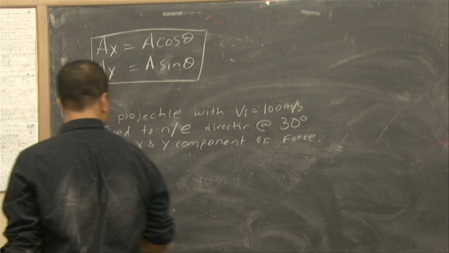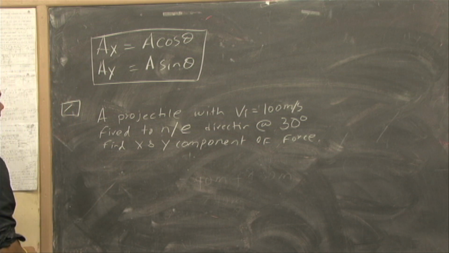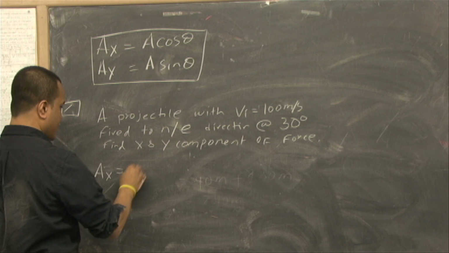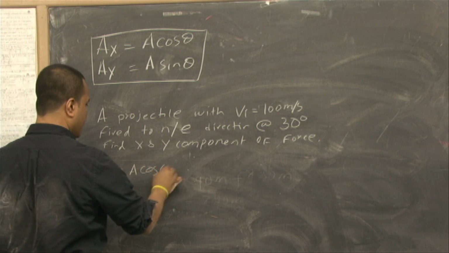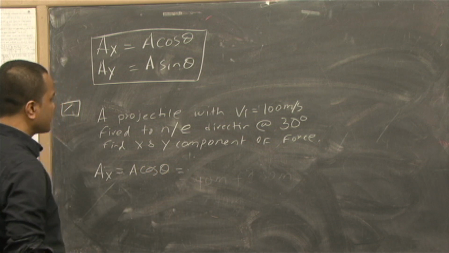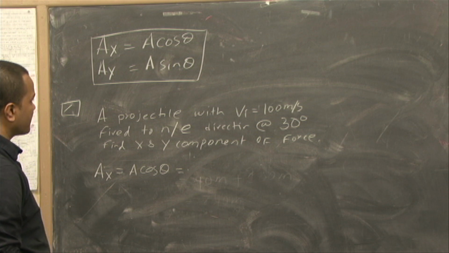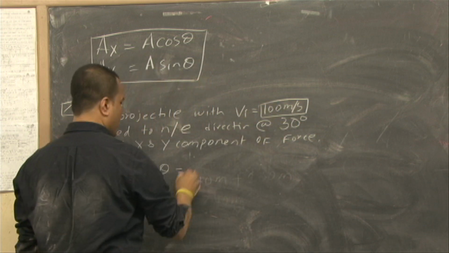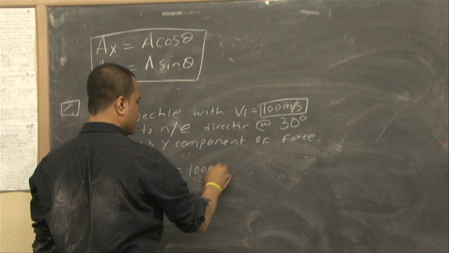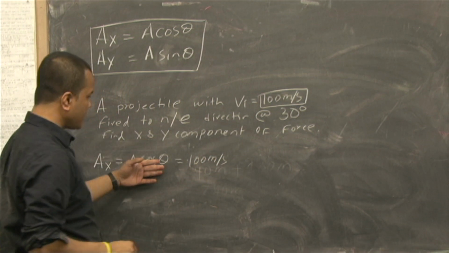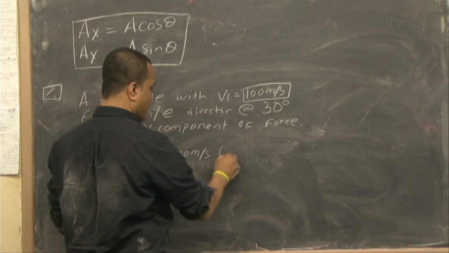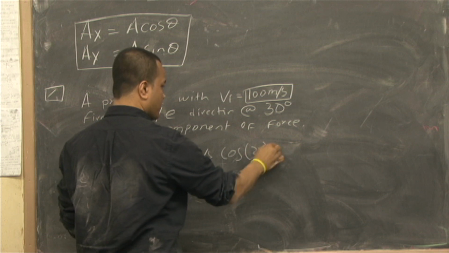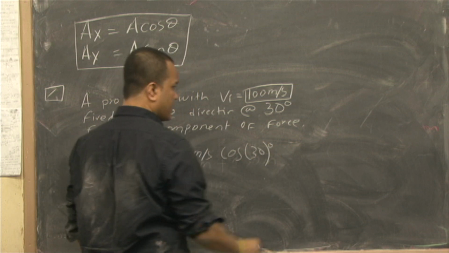All right. So let's see. So ax is a cosine theta. So a is simply the velocity, 100 meter per second, and then cosine theta is 30 degree. So what is cosine 30 degree? Let's see.